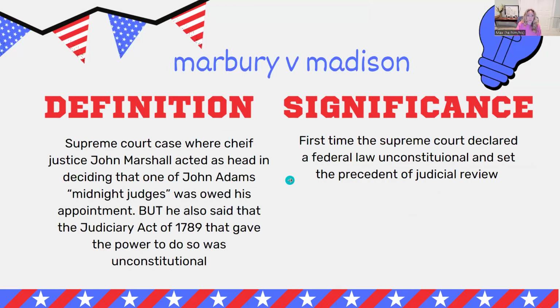Marbury v. Madison. All right, Supreme Court case where Chief Justice John Marshall acted as head in deciding on one of John Adams' quote-unquote midnight judges, when he tried to appoint a bunch of judges the night before he was supposed to be leaving office and Thomas Jefferson was supposed to be coming in. Thomas Jefferson stopped all the appointments, going like, no, you can't just shove all your people in before it's my turn to come in. And one of the people that didn't get his appointment was Marbury, and so he sued and it went all the way up to the Supreme Court.